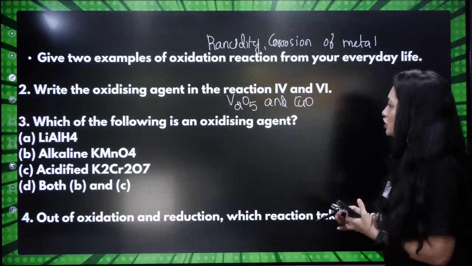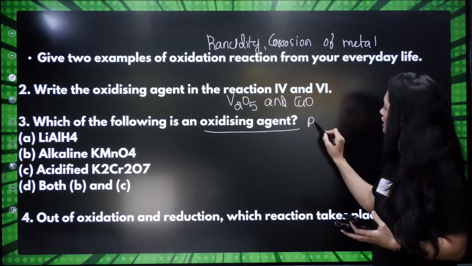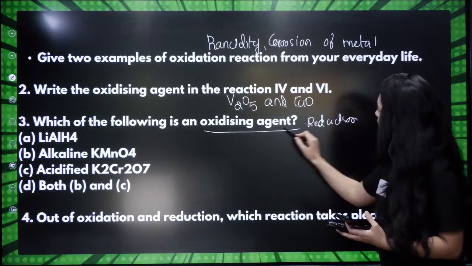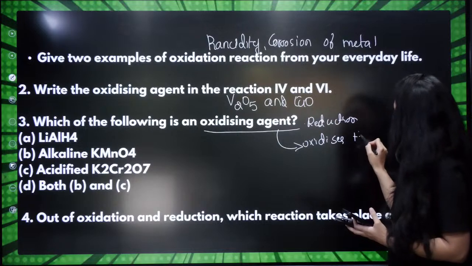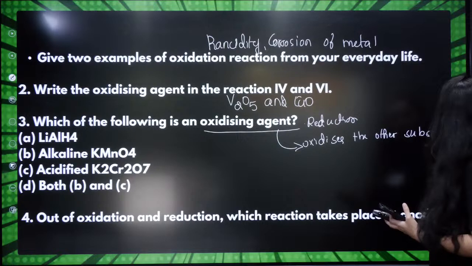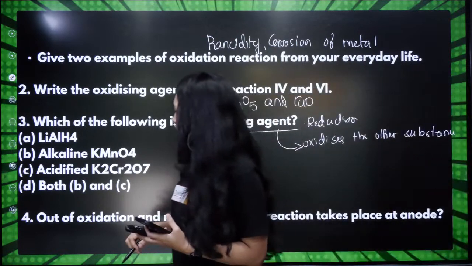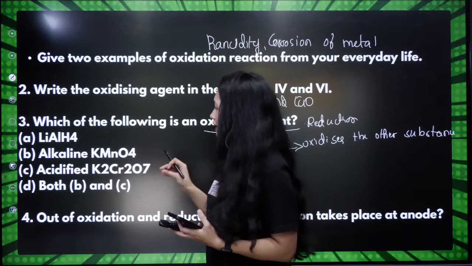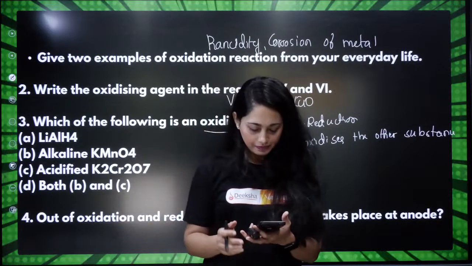No problem. So, which of the following is an oxidizing agent? An oxidizing agent is a substance which, sorry, undergoes reduction, but it oxidizes the other substance. So, which is an oxidizing agent here? You have discussed this. Lithium aluminium hydride, alkaline KMnO4, acidified K2Cr2O7, both B and C.